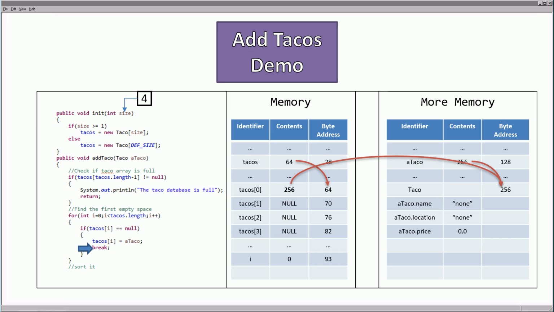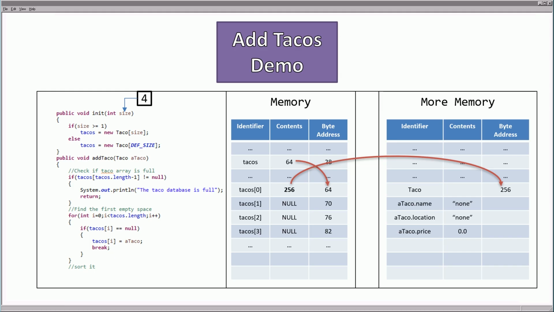Now we go to break and immediately halt the loop. Notice that once we're outside of the loop, that index i no longer exists. The scope of a variable only exists where it was declared. Now, if we also notice, when we exit out of this method, aTaco, that parameter, disappears. Parameters only exist inside the method they were declared in. But we have not lost that object, because tacos at index 0 is still referencing the object that was constructed in memory.